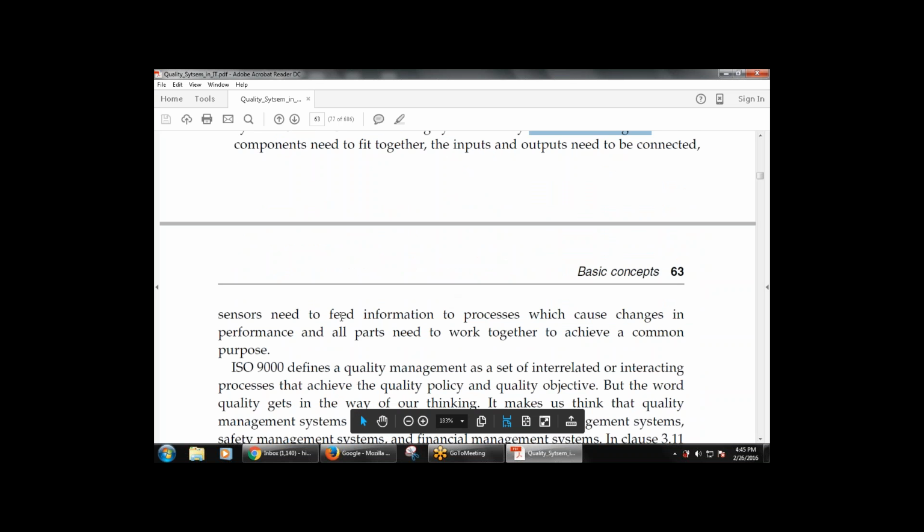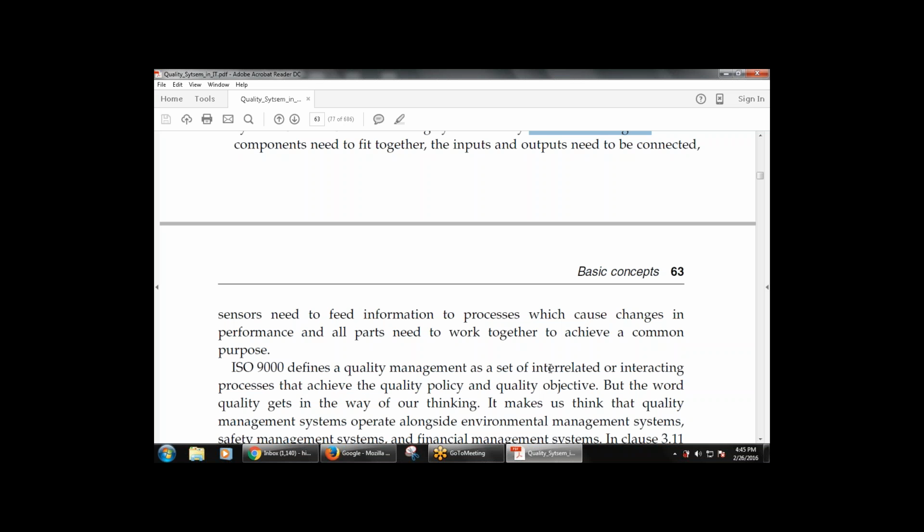And sensors need to feed information to process the data, which causes changes in the performance. So whatever the changes that cause changes in the performance, all the parts need to work together to achieve a common purpose. That means every part, if there are 4 parts or departments, every part must work together to achieve a common purpose. And ISO 9000 defines quality management as a set of interrelated or interacting processes that achieve the quality.